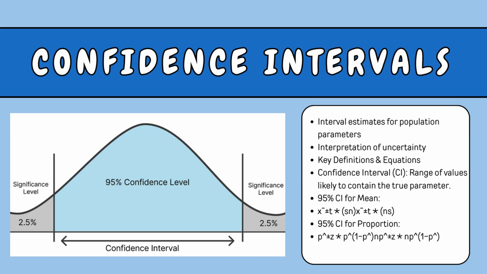The 95% intervals are wider than 90% intervals because they're more certain, and for both numbers and categories, they show the range where the true population values probably fall. Here I have a confidence interval with the bell curve, and the significance levels are at each tail end. The 95% confidence means that the majority of data is between the blue part.